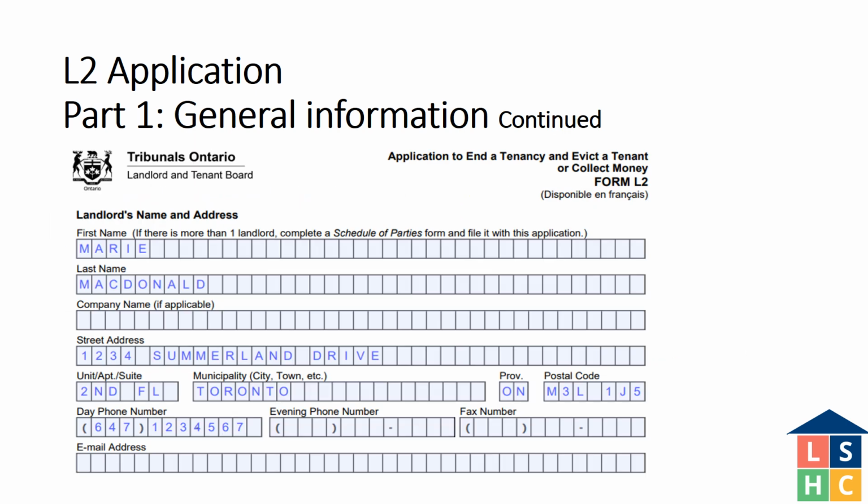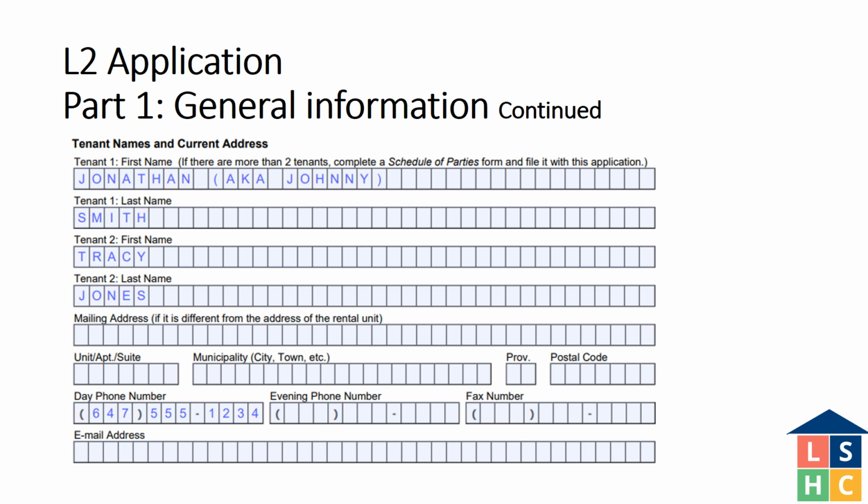If there is more than one landlord, use the Schedule of Parties form from the Landlord and Tenant Board's website to add them to the application. If there are more than 2 tenants, you should also use the Schedule of Parties form to add them to the application.